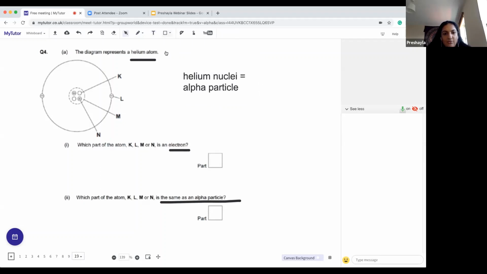So we know that the electron must be L because it's sat on the shell. And the part of the atom which is the same as an alpha particle is the nucleus. Okay, this is the nucleus here. This is an alpha particle. And the reason that it's only this bit is because alpha is the helium nucleus and it doesn't include the electrons. So the part of the atom that the alpha particle would be is M.